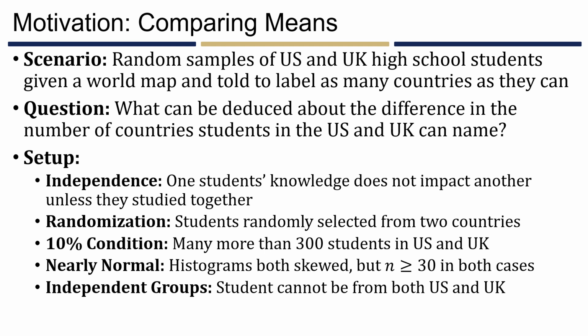And we definitely have independent groups. There's no possible way that a student can be both from the United States and also taking classes in the United Kingdom. So there's absolutely no overlap among the students in our sample.